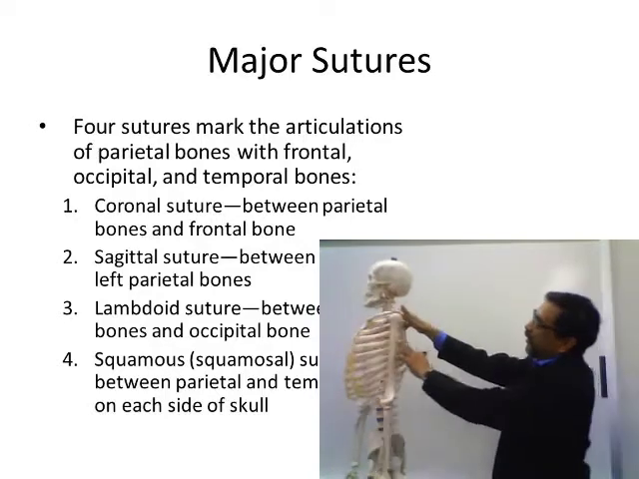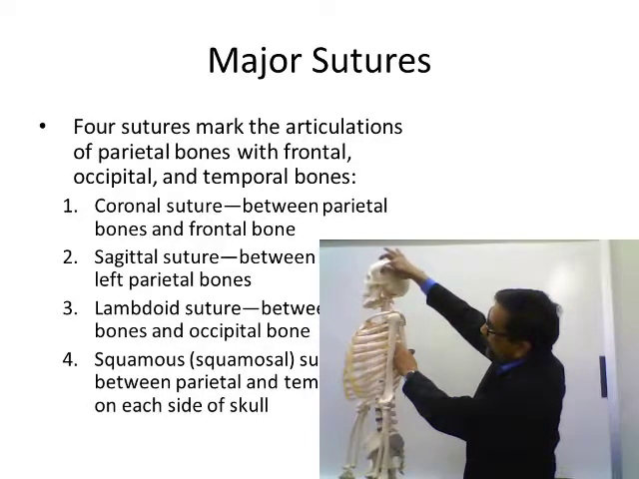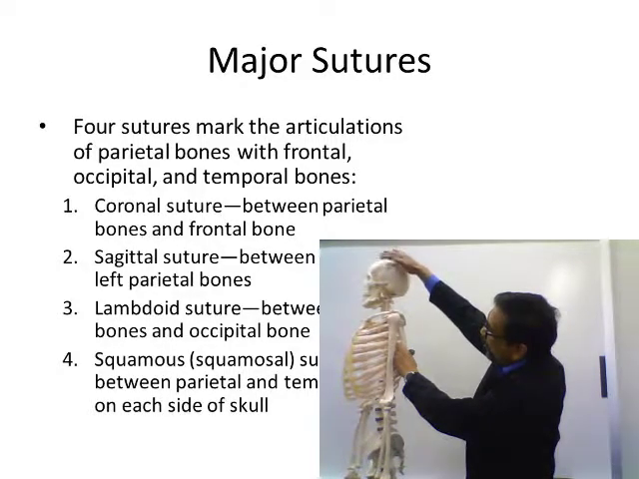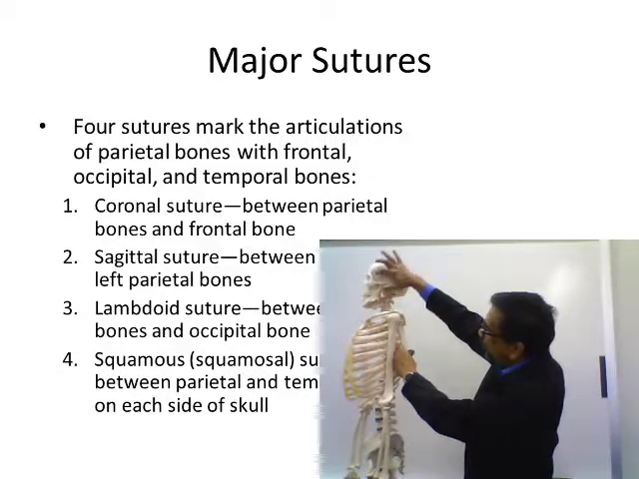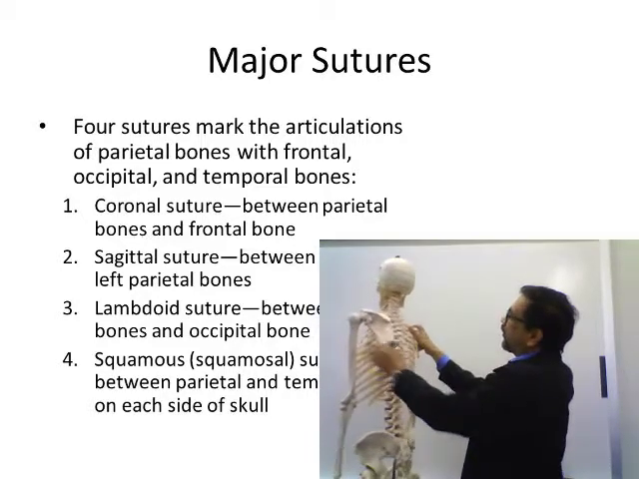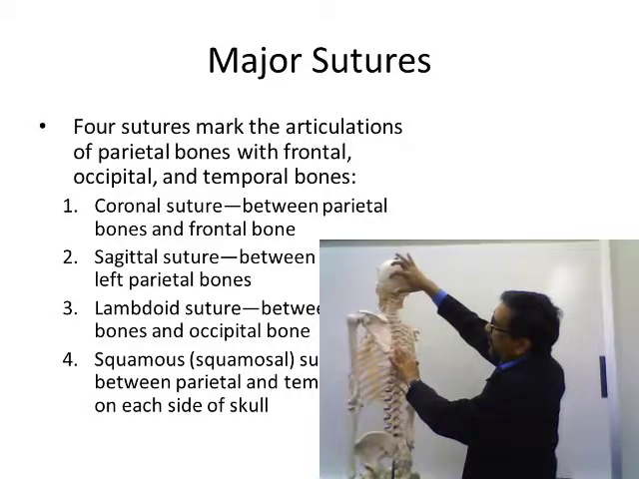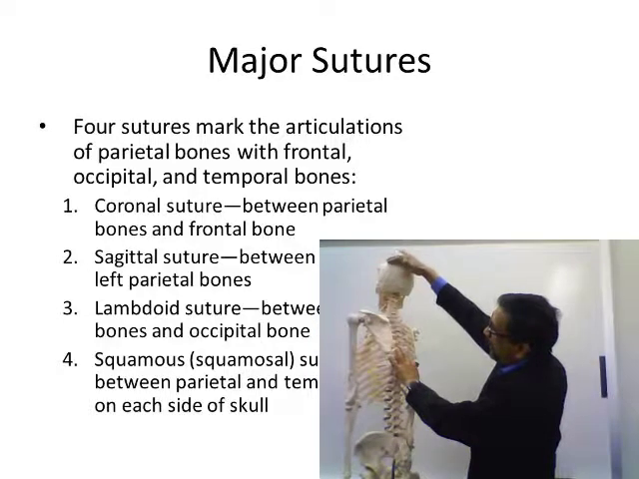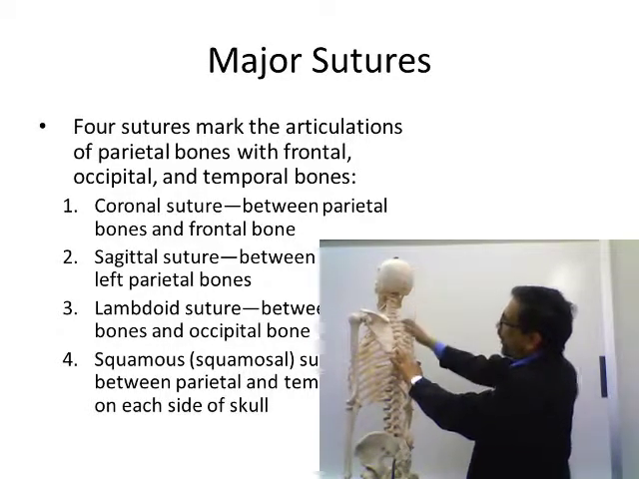Then this is the squamous suture. It connects the parietal and temporal. So parietal above, temporal below. So this is the squamous. So you have two. This one is called the lambdoid suture. You see here, going like this. So this suture connects the parietal and occipital. Parietal in the front, occipital in the back.